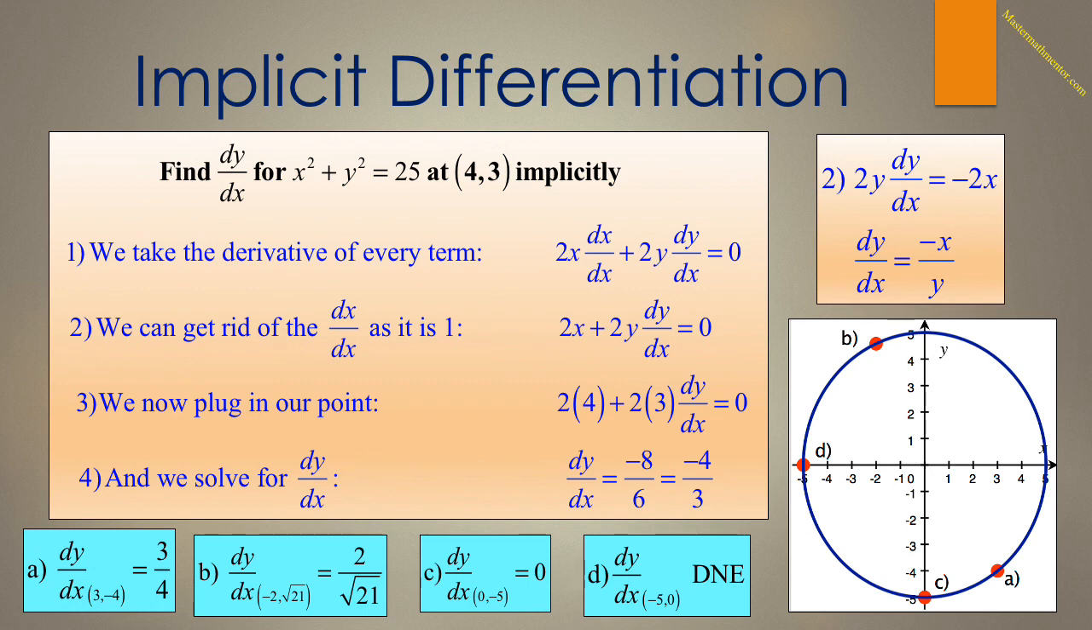In B, at the point (-2√21, ...), dy/dx equals 2 over the square root of 21. In C, at the point (0, -5), dy/dx is equal to 0, which means that there's a horizontal tangent line. And finally in D, at the point (-5, 0), dy/dx does not exist. That makes sense because the tangent line is vertical, and vertical lines have no slope.